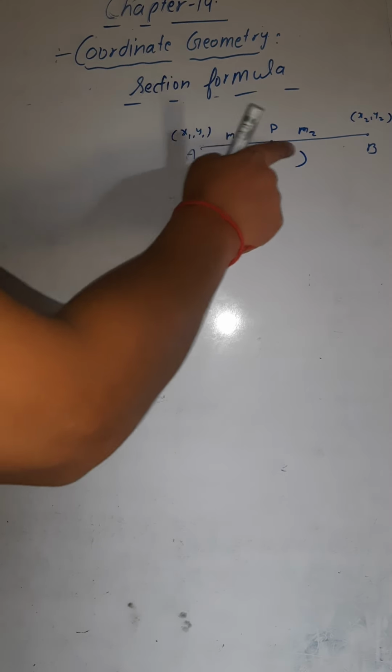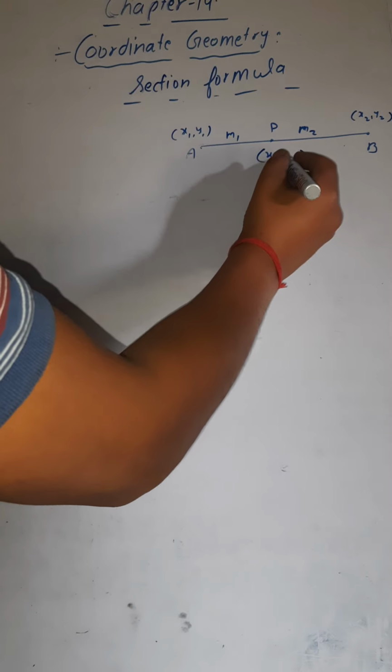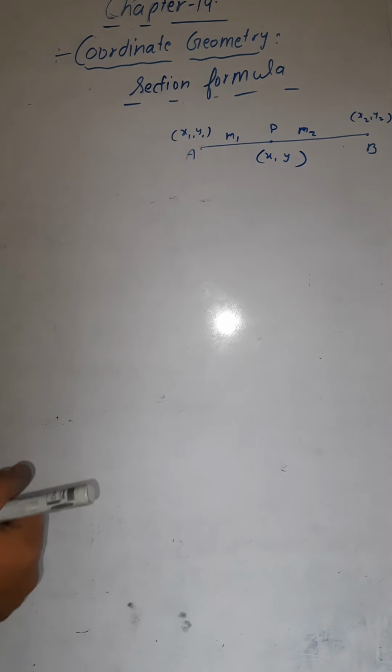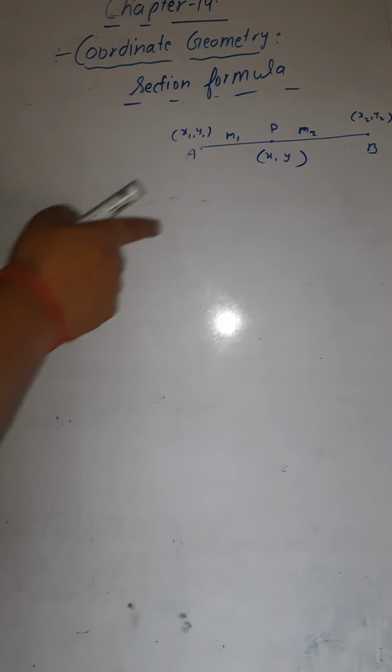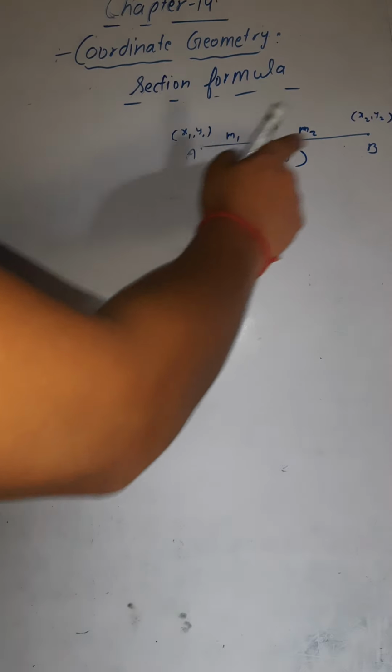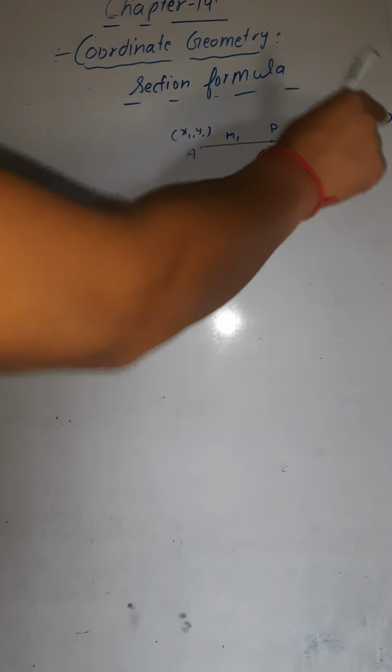How will you find the coordinates of point P? Let's say the coordinates of point P are x and y. So what would be the formula to find the coordinates of point P? That formula comes under the section formula. Right now this P is dividing the line segment internally. Now let's see how you would solve this question.